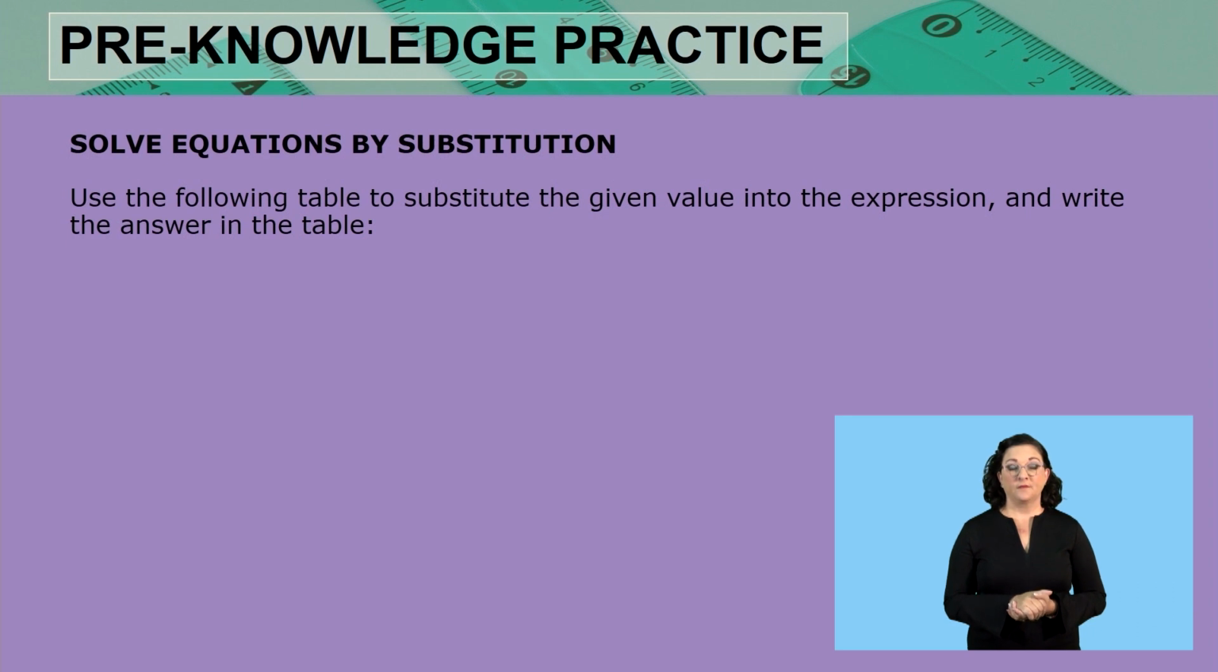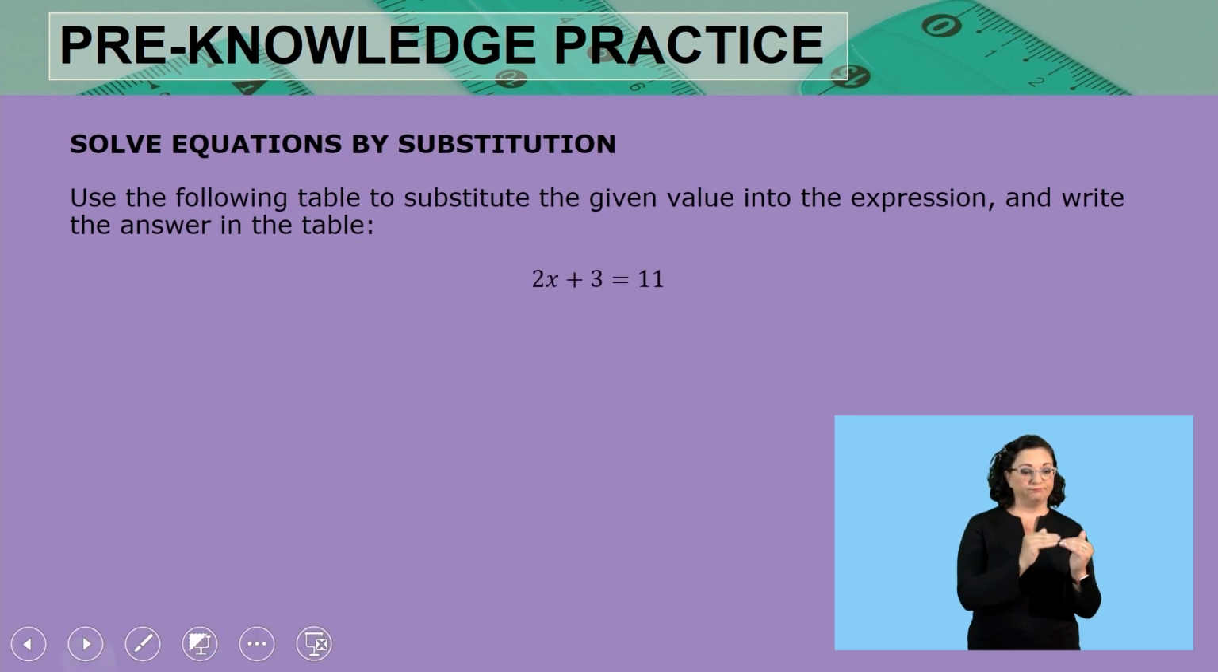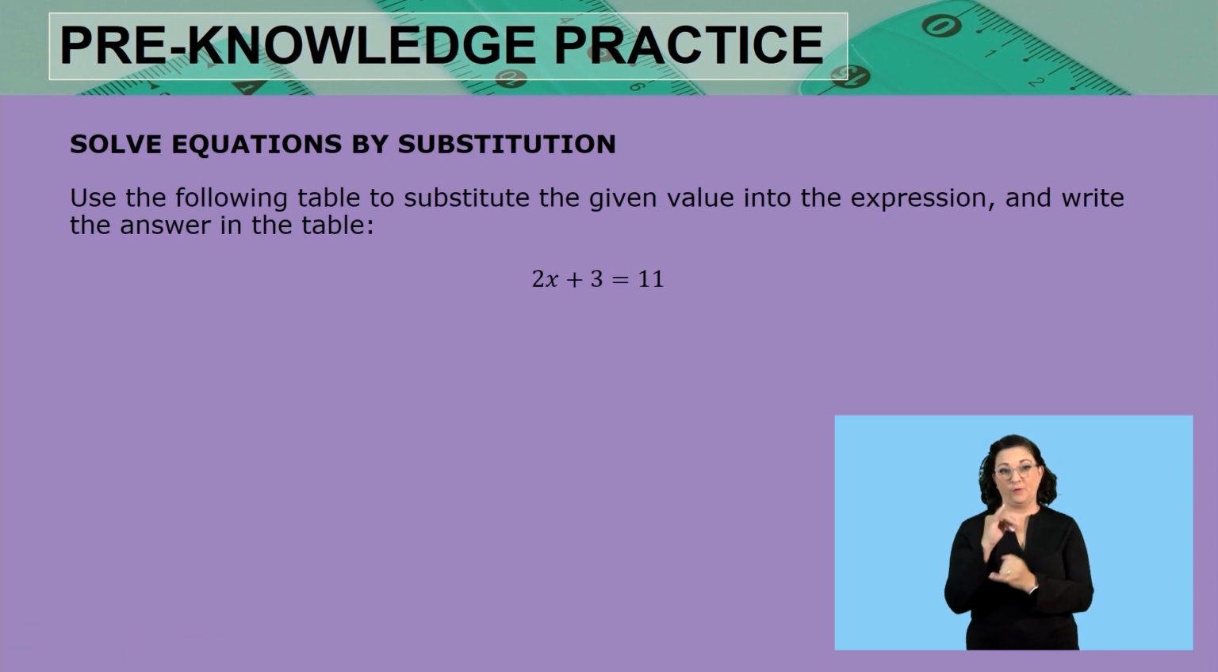So let's start by solving equations by substitution. Now, let's say we are given 2x + 3 = 11. I'm supposed to know what that unknown value is. If we translate this equation into words, we would say that a number has been multiplied by 2, then 3 was added, and the answer is 11.